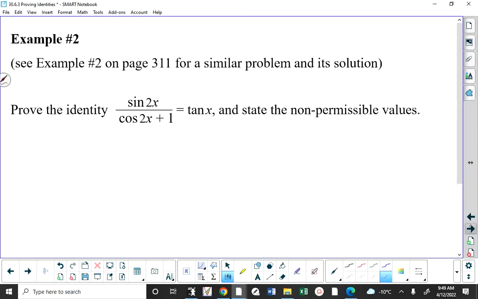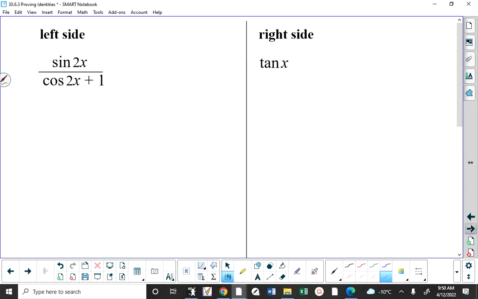Let's try another one. Prove this identity. Sine of 2x over cos of 2x plus 1 equals tan x. And then we also have to do non-permissible values. I want to give you some reassurance here. These things look really difficult, right? They do. I get it.